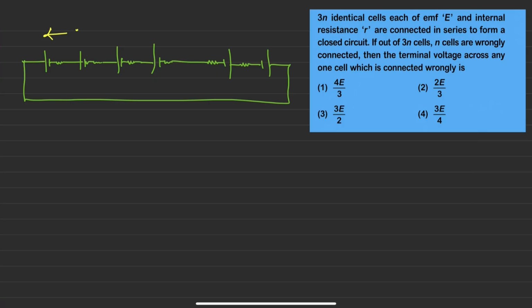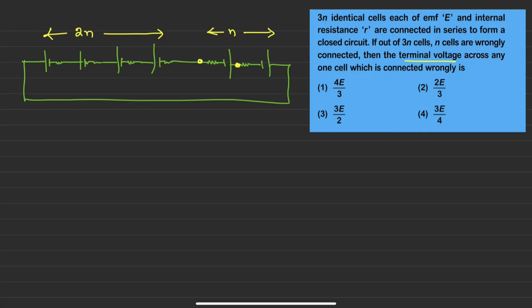So, they want to say two n cells are connected in the same manner, and the remaining n cells are connected in the opposite manner. They want to know across this particular single cell what is the value of potential difference, because they have mentioned to get the value of terminal voltage. Okay, so how can we deal with this question?